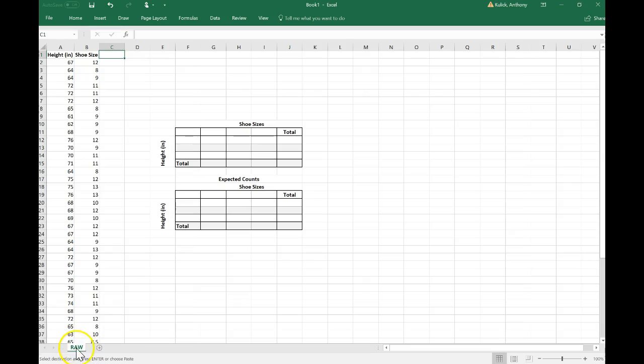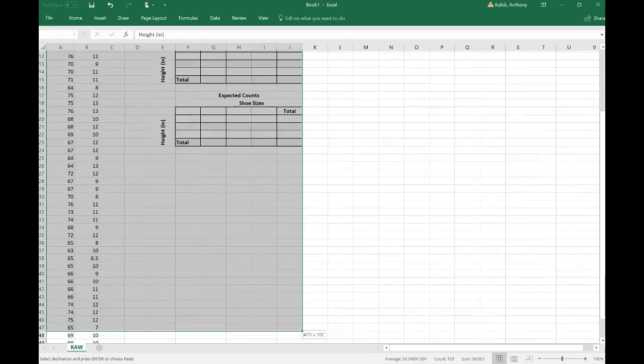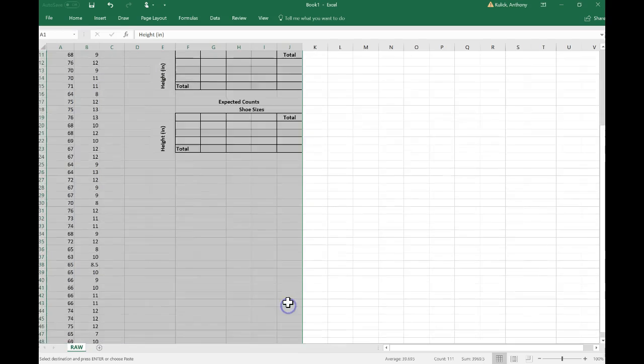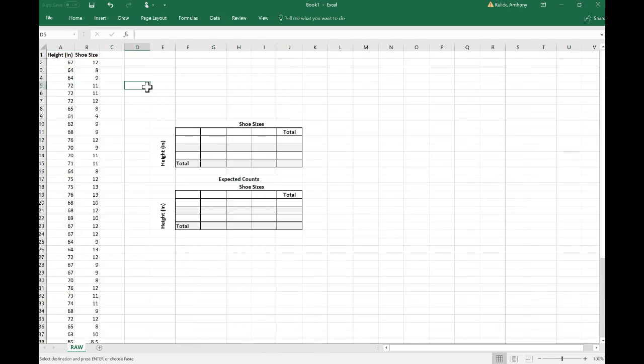I've named that tab raw. If you just right click and then rename, you can name your tabs. What I'm going to do now is start processing some of this data. If I look at my description of the internal assessment, I need to have a scatter plot of my raw data. Excel can do this really easily.